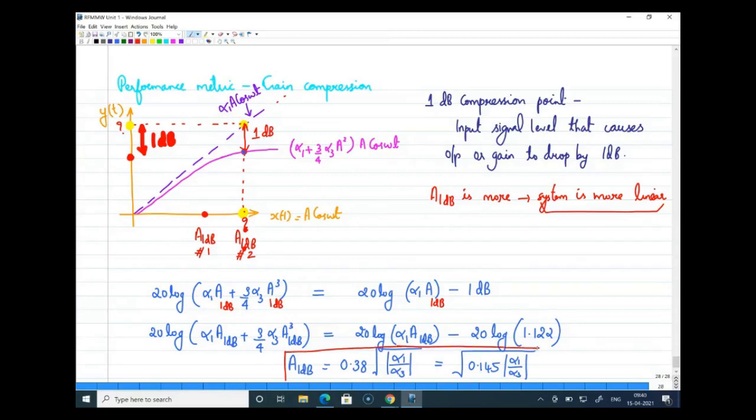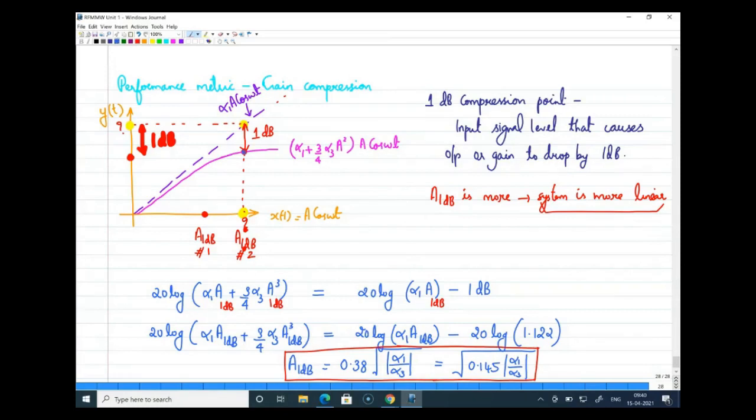This is useful in solving numericals, or to understand the nonlinearity of a system. The value of the 1 dB compression point depends on the values of alpha 1 and alpha 3. If you solve, you will get this. You can give it a try. I did not write the intermediate steps here.